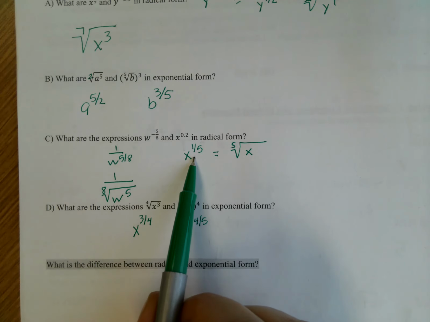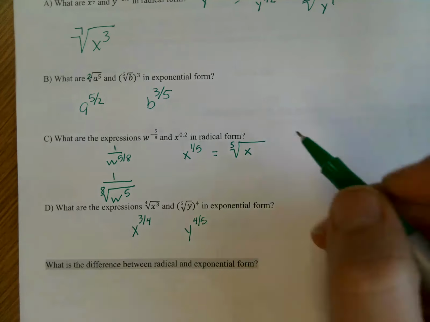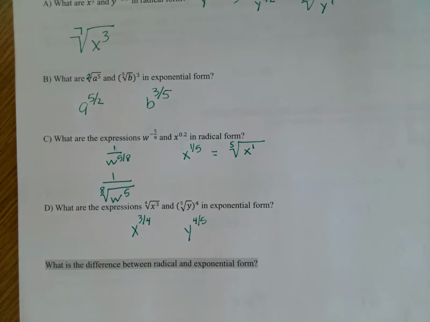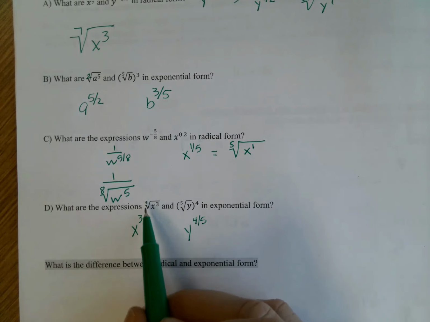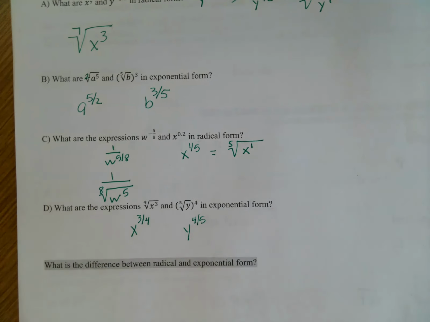Here I change this to a fraction first, and then this 5, the denominator, is my index. If you want to write a 1 right here, you sure can, you don't have to. Here my index is 4, so that becomes my denominator. Here my index is 5, so that becomes my denominator.